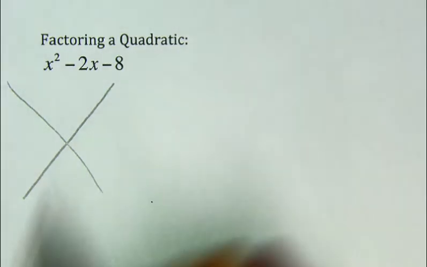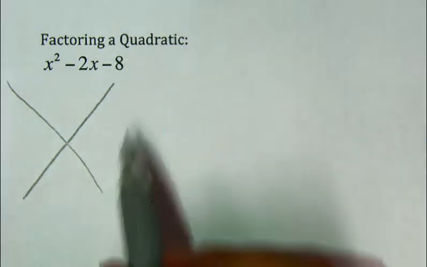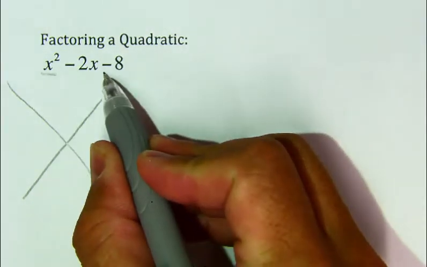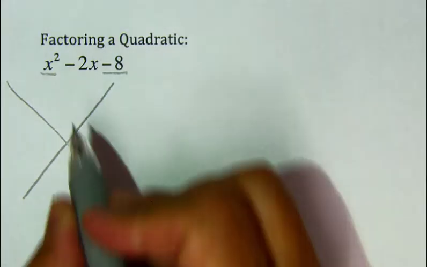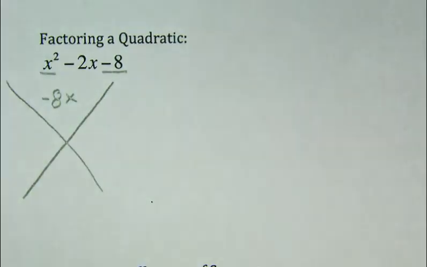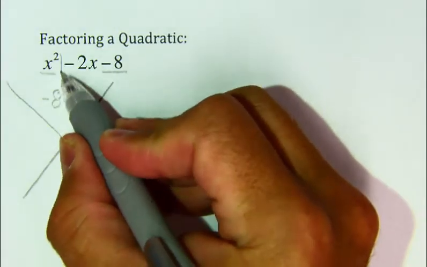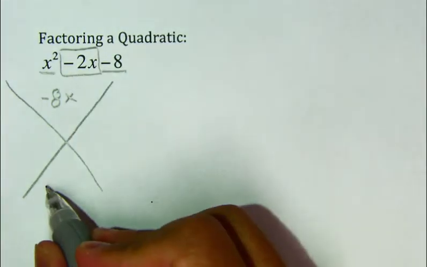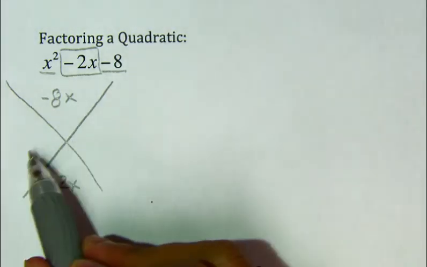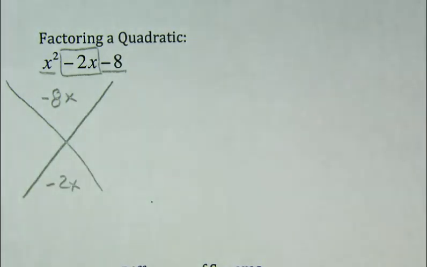To start with, I'm going to do a diamond problem. Now really that just means I'm going to make a big X, and I have to take the first term and the last term and multiply those together, and that's going to go on top. So in this case that would be negative 8x squared. My middle term, negative 2x, goes on bottom. Now, what I need to do is come up with two numbers that will multiply to give me the top number and add to give me the bottom number.